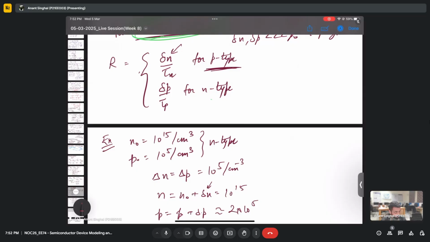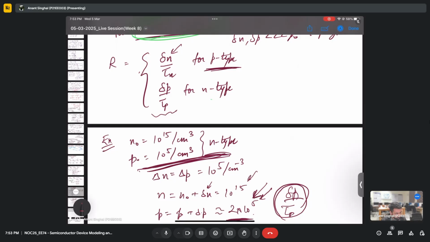So what I'm saying is, when we inject some holes in an n-type semiconductor, the time taken by these holes to annihilate is nothing but this. This is the recombination time. Since I've taken an n-type semiconductor here, the recombination is happening for the minority carriers. That is why it is delta p by the lifetime tau p. So the recombination is happening of these minority carriers, not these. There is no recombination happening here.